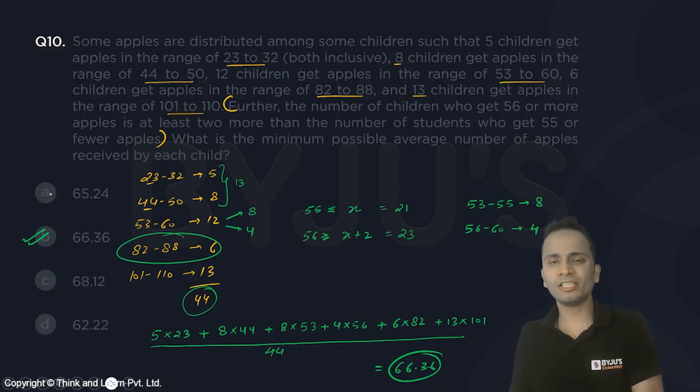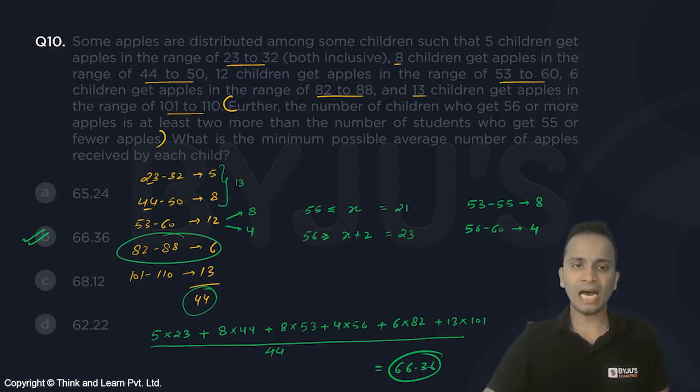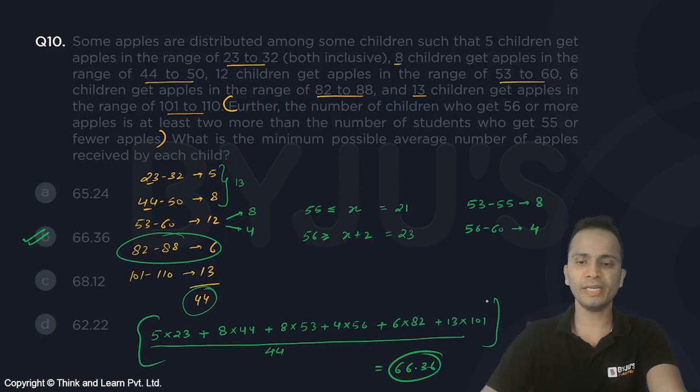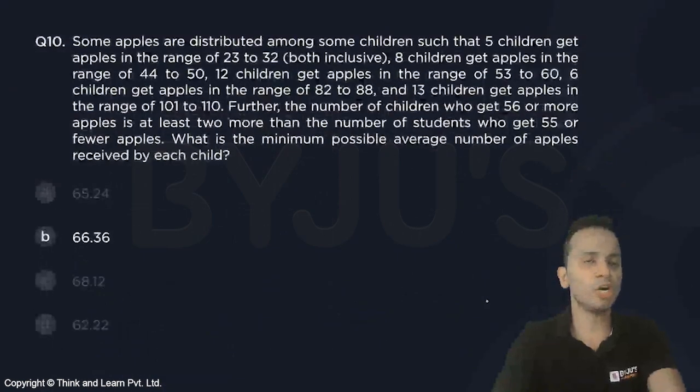So the final calculation is not important. How I have reached this expression is a more important thing in this question. All right. So the correct answer here should be option B, that is 66.36.